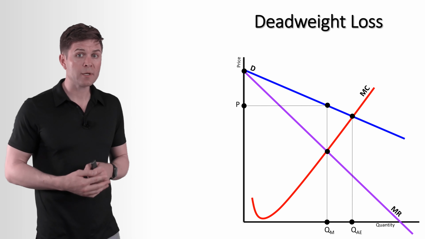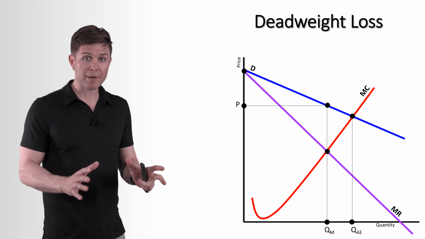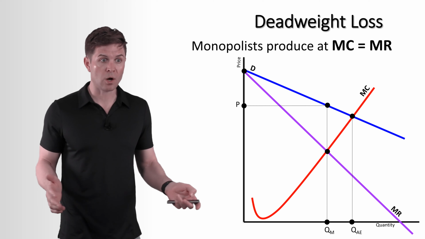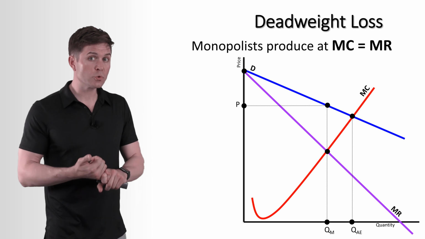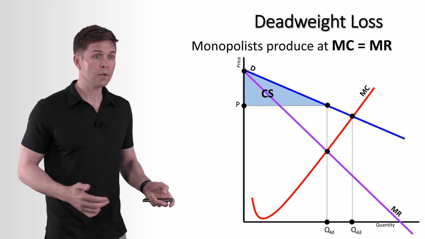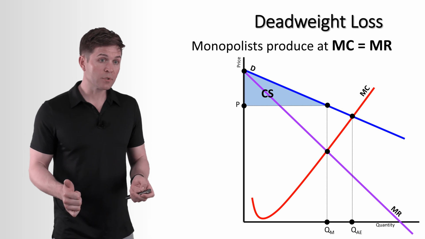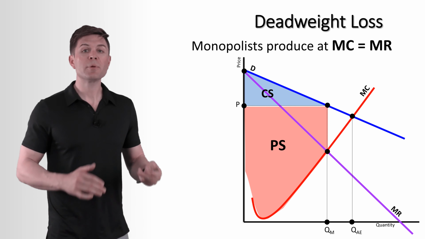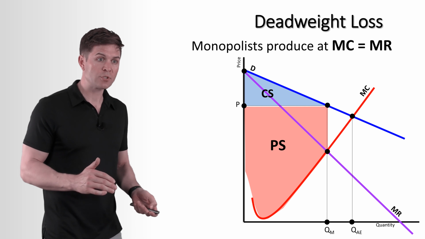Now, unlike the perfectly competitive market, monopolies do not produce at allocative efficiency, especially single price monopolies. They experience deadweight loss. So monopolists produce at MC equals MR. They will have some consumer surplus. There will be some producer surplus, but they don't produce at allocative efficiency.